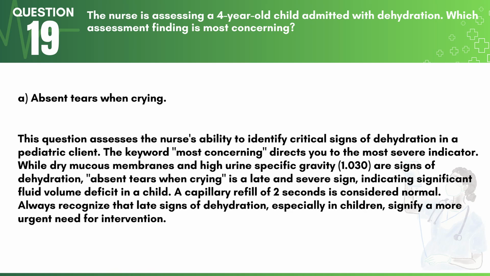Answer: A. Absent tears when crying. This question assesses the nurse's ability to identify critical signs of dehydration in a pediatric client. The keyword most concerning directs you to the most severe indicator. While dry mucous membranes and high urine-specific gravity, 1.030, are signs of dehydration, absent tears when crying is a late and severe sign, indicating significant fluid volume deficit in a child. A capillary refill of 2 seconds is considered normal. Always recognize that late signs of dehydration, especially in children, signify a more urgent need for intervention.